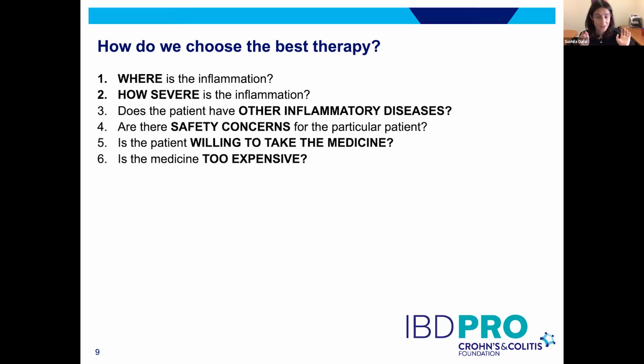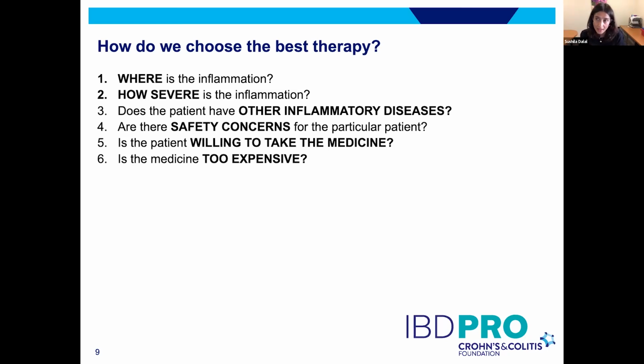And others are going to say, I don't want to think about it every day. I only want to think about it every 8 weeks, and I go for my infusion. So patients have preferences that are really important. So shared decision making in terms of patients' priorities and preferences is a really important part of deciding what to go forward with. And then, is the medication too expensive?